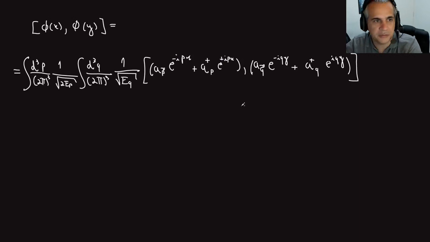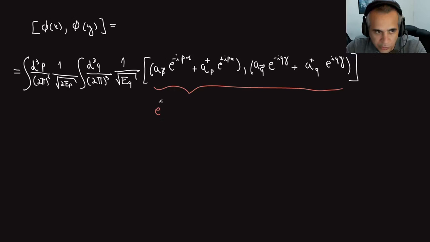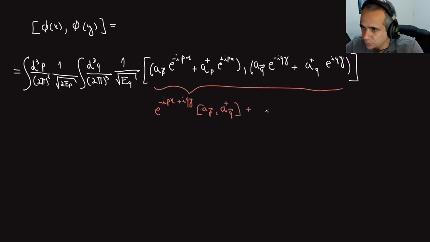Now I have to work out all these commutators. Of course, the commutator of a with a is zero, independent of the momentum, and the same for a dagger with a dagger. So I only have the cross terms here, and these are easy to obtain. So I have basically just two terms coming out of this commutator. One is proportional to the exponential of minus i p x plus i q y, so this part commuting with this one, which gives the commutator of a_p with a dagger q. And I have another part, these two commuting, which is the exponential of plus i p x minus i q y times the commutator of a dagger p with a_q.